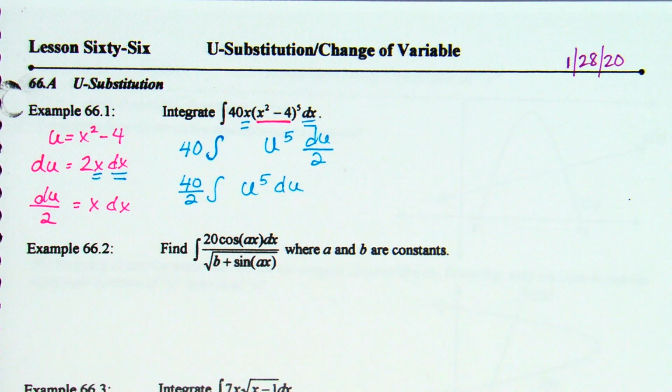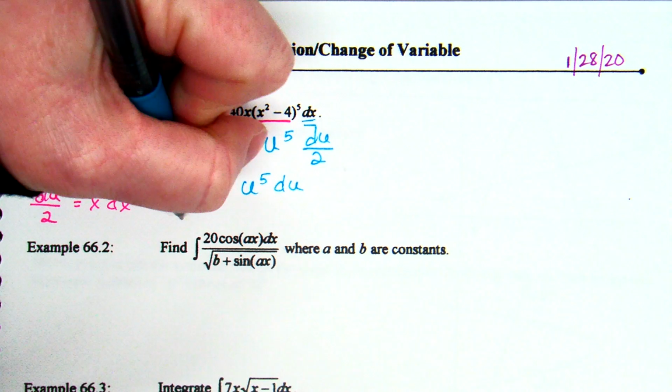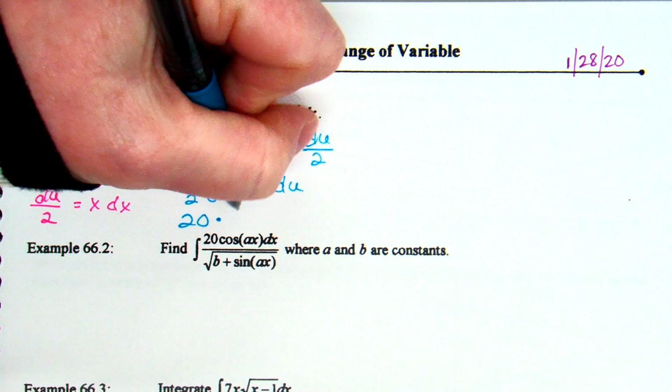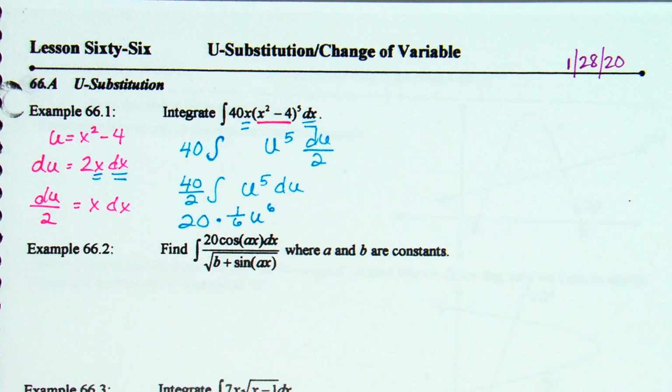Okay, so I'm at 40 over 2 times the integral of u to the 5th du. If you want to go ahead and simplify, what do we know about 40 divided by 2? 20 times. What is the integral of u to the 5th? 1/6 u. You add 1 to the power and divide by that new power. So 1/6 u to the 6th. If you prefer, you could say u to the 6th over 6. This is an indefinite integral, so we need to tag on a plus c.